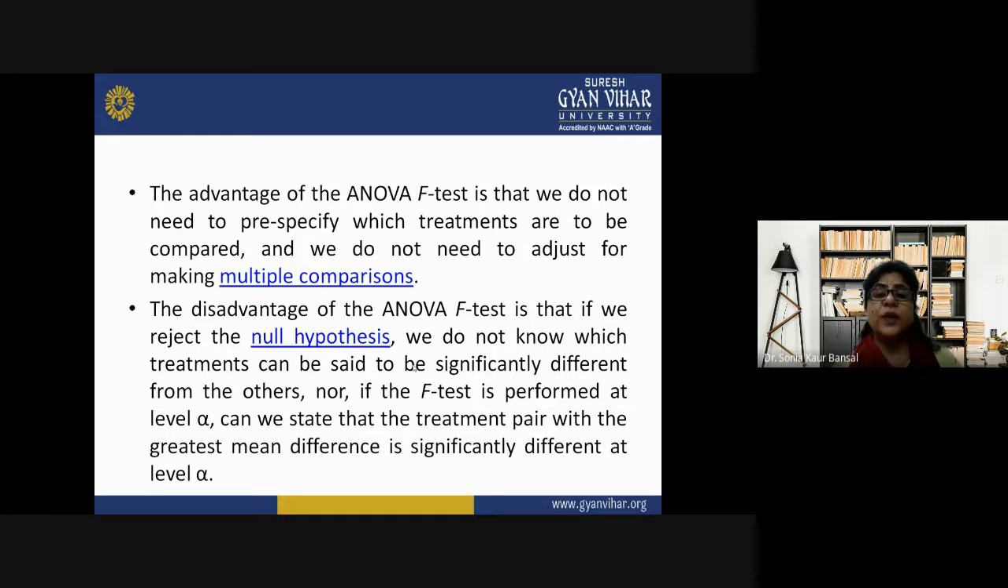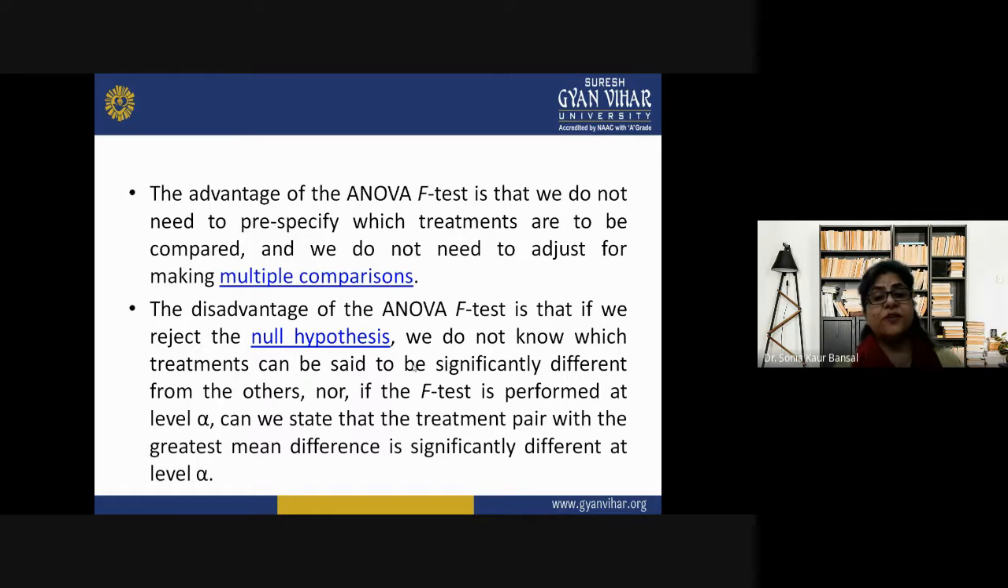So which treatments are to be compared, and we do not need to adjust for making multiple comparisons. All right. So the advantage of the ANOVA F test is that if we reject the null hypothesis, we do not know which treatments can be said to be significantly different from the others. So this is actually a disadvantage, and it cannot be said that one treatment is fully okay, or that the other 3 treatments are not different from the others.